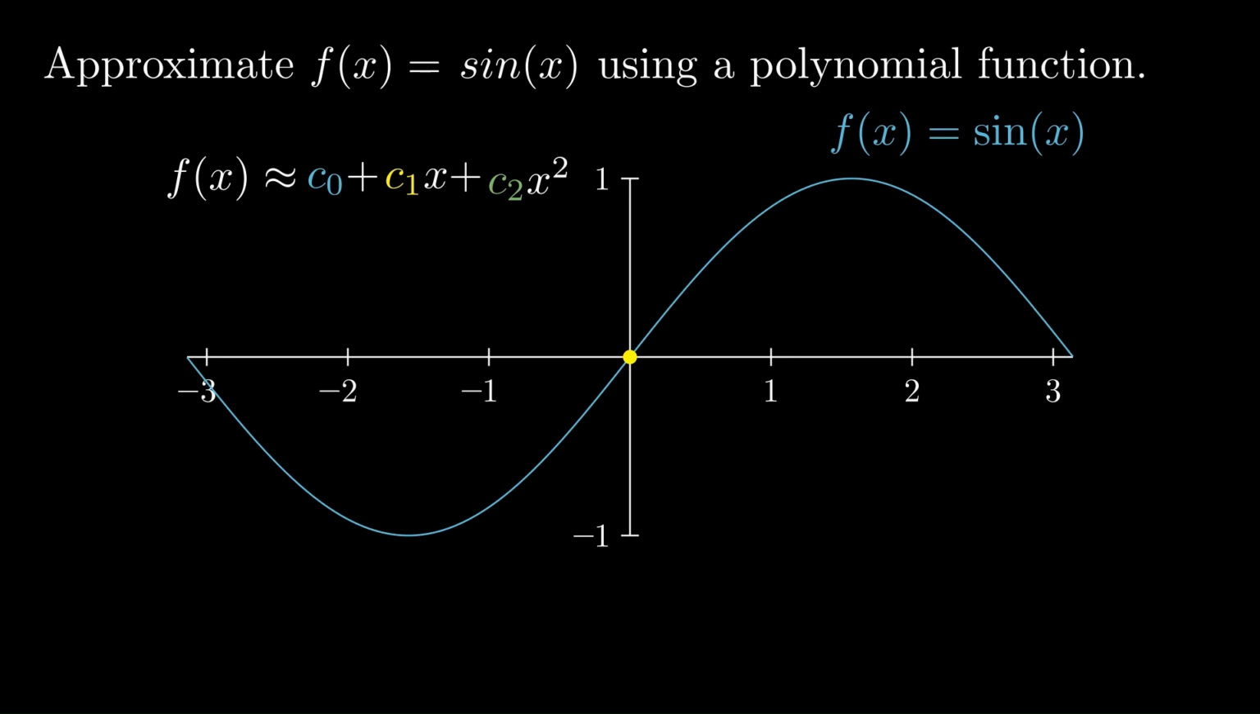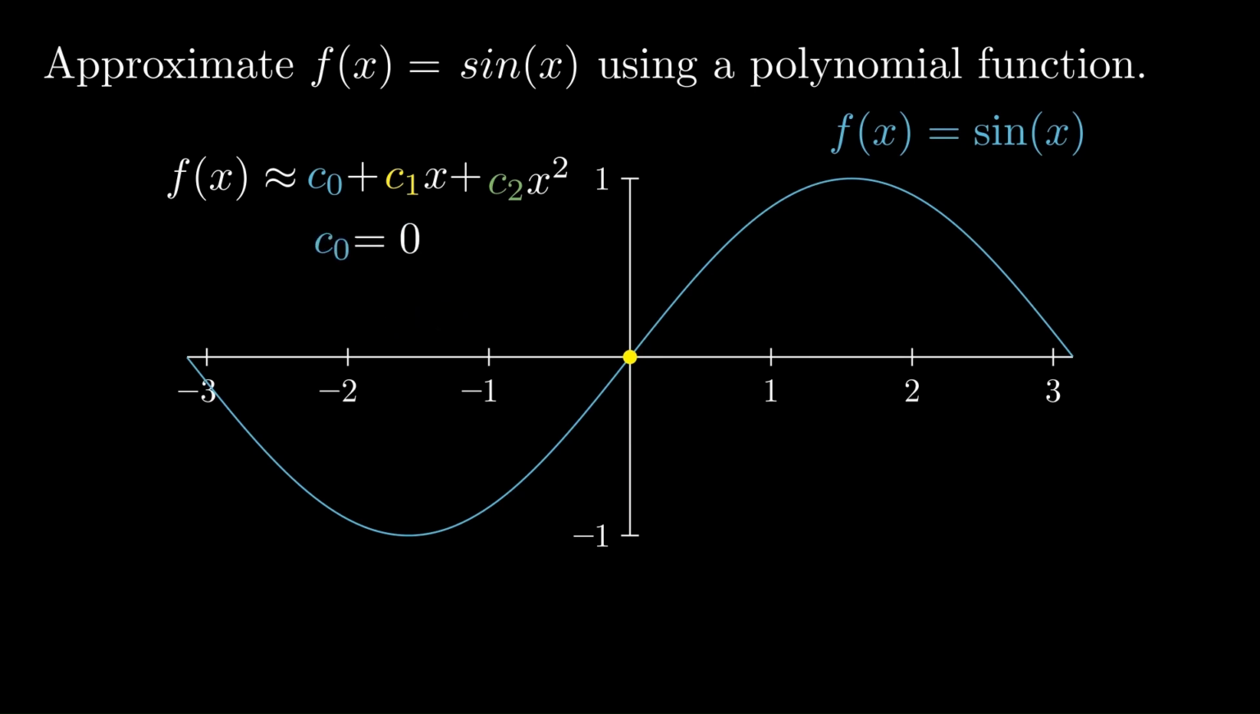If our function is going to be any good near x equals 0, it has to be exactly right at x equals 0. Sine of 0 is just 0, and f of x, our approximation, at 0 is just c sub 0. Thus, c sub 0 has to be 0 if we're setting the equations equal to each other.